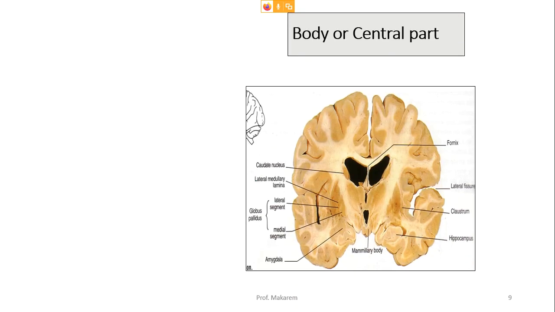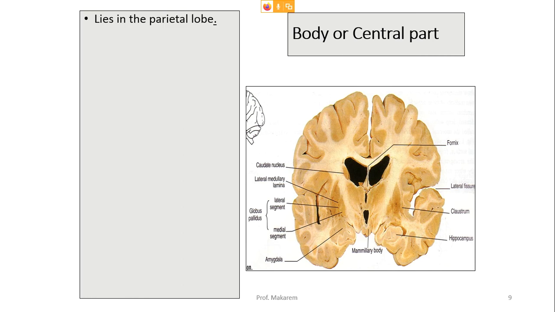Then coming to the body or central part. The body extends from the interventricular foramen to the splenium of the corpus callosum. On coronal section, it is somewhat triangular, and presents a roof, floor, and medial wall. So it extends from the interventricular foramen of Monroe to the splenium of the corpus callosum.